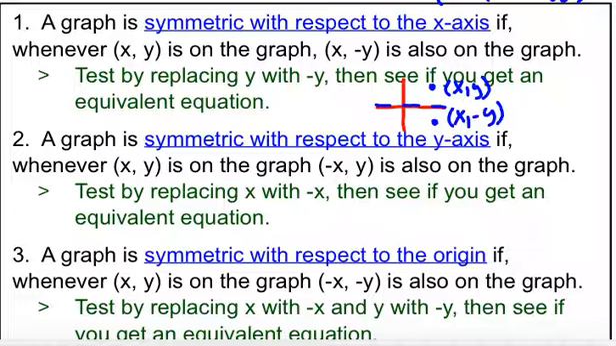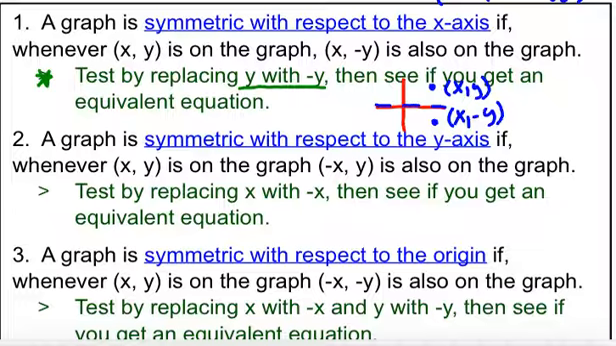Okay, so using that definition, we can test to see if something has x-axis symmetry. That's right here in green. If you want to test, you replace y with negative y. If you're testing for x-axis, replace the other variable, the y. Replace y with negative y, and then see if you get an equivalent equation. We'll do an example of that, don't worry.